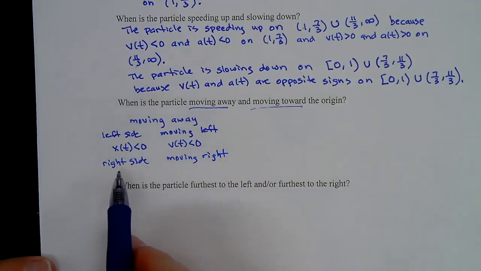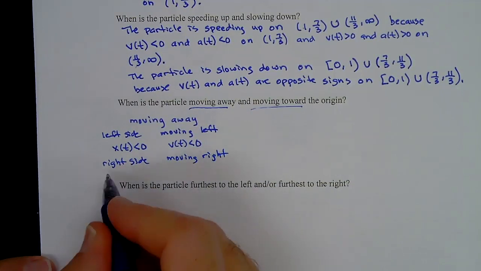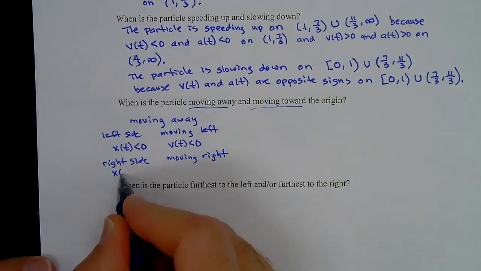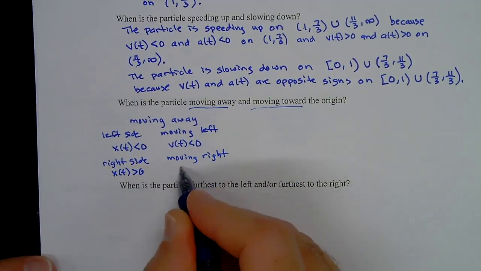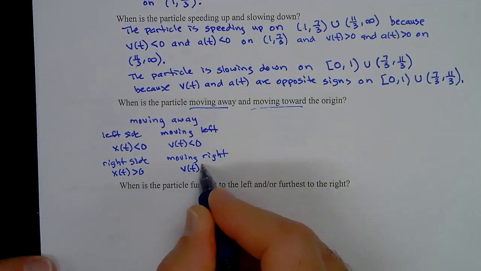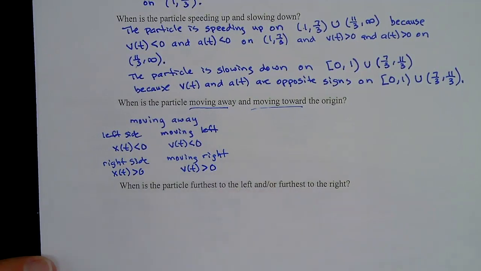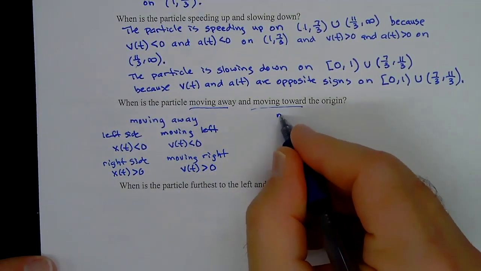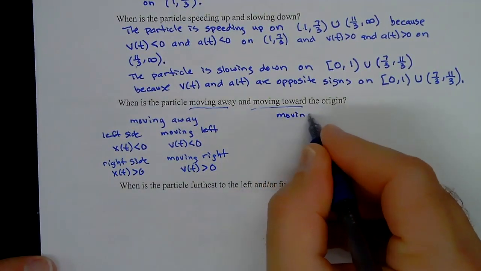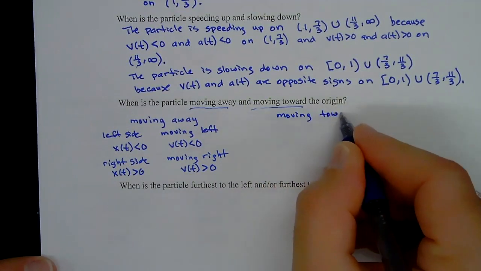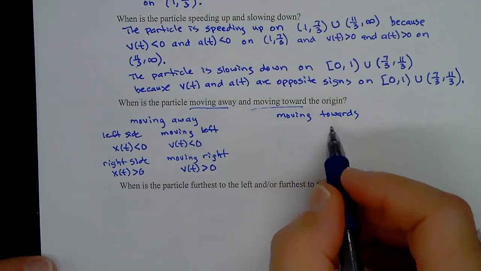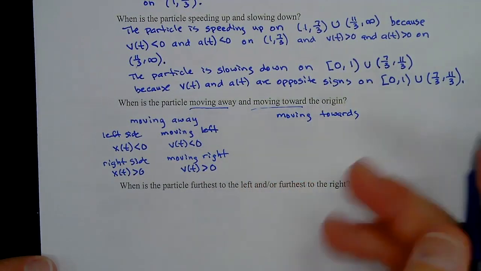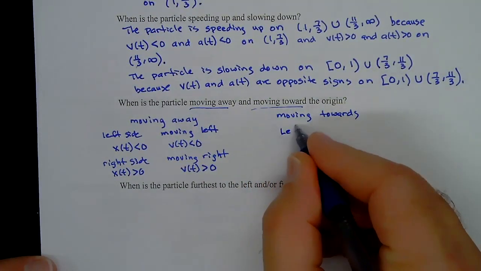Okay, so right side moving right, that would be x of t would have to be greater than 0 to be on the right hand side, and moving right, your v of t would have to be greater than 0. Okay, and then moving towards, I think I'm going to write it a little bit differently than I did right here. Okay, so moving towards, we could do that by being on the left side.